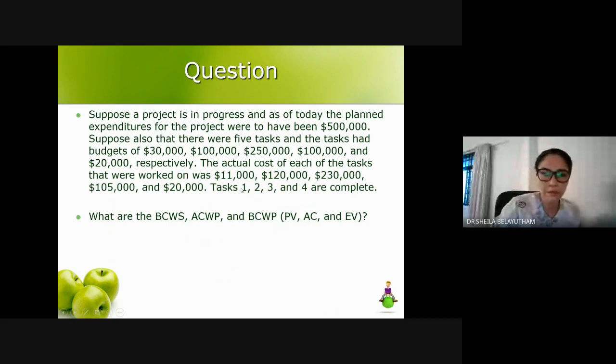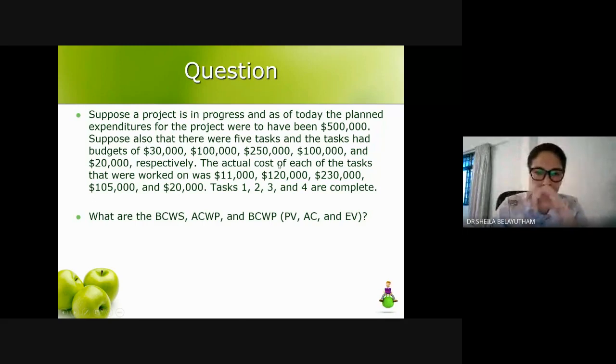Okay, so let's have one activity here. One simple example. Supposedly a project is in progress, and as of today, the planned expenditure was to have been 500,000. So planned value is around 500,000. And suppose also that there were 5 tasks and the tasks had budgets of 30, 100, 250, 100 and 20k respectively. So we have 5 activities with the budget given.